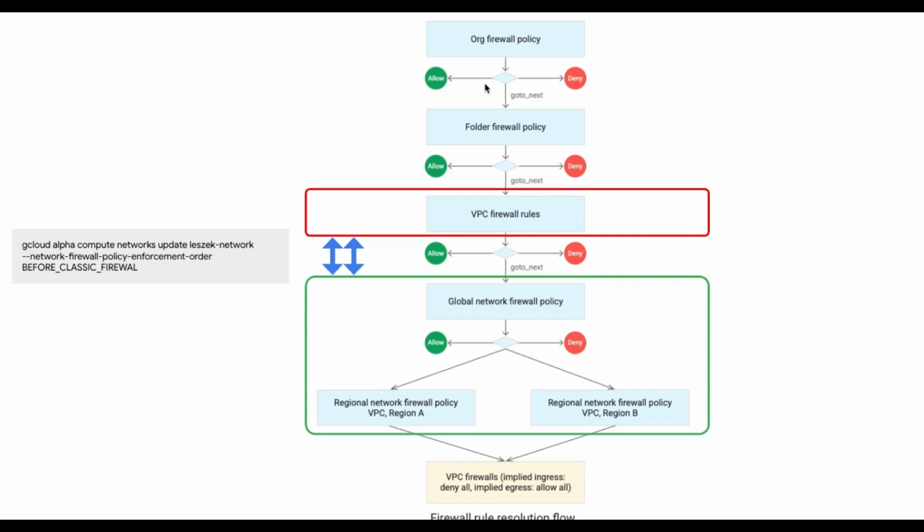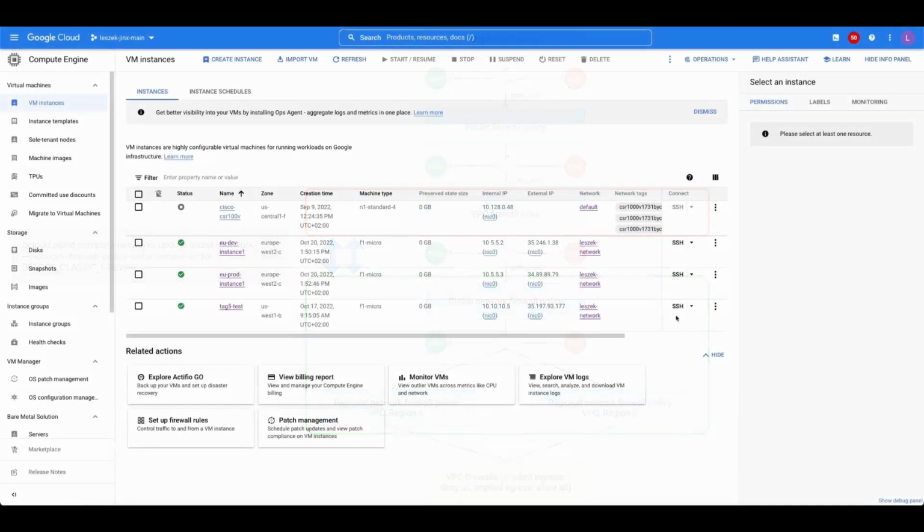But within our lab, we're also going to swap the order using the command shown on the screen. When we run this command, the processing order is changed, and instead of processing VPC firewall rules first, we're processing global network firewall policies and regional ones before VPC firewall rules are hit.